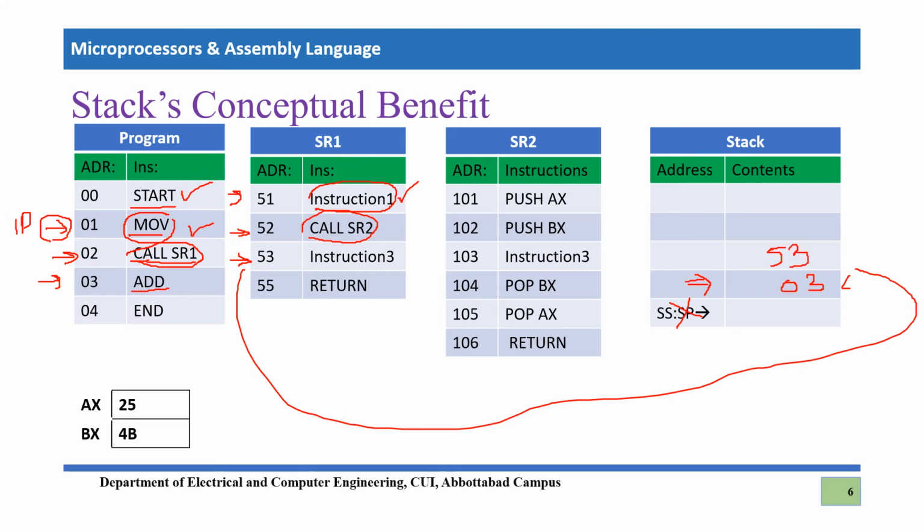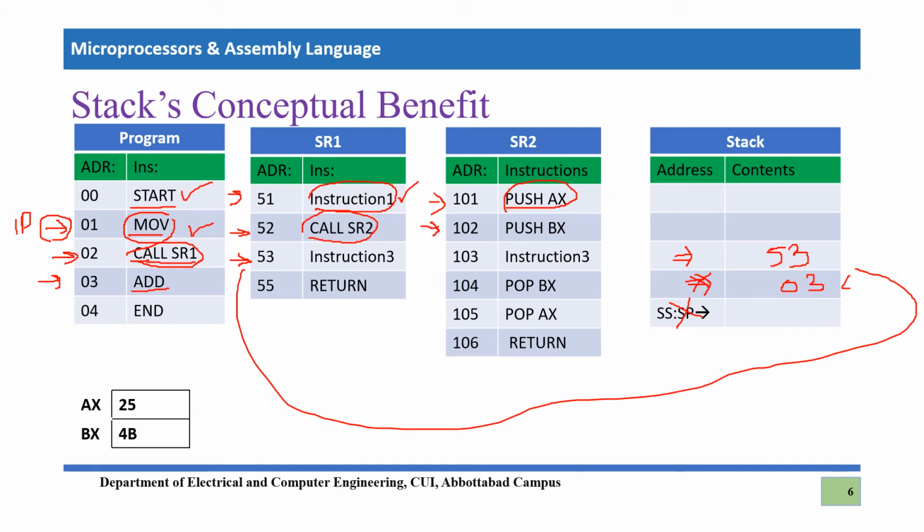So now the stack pointer will switch its value. This is no more here. What will happen now? This IP will switch to this 101. So let me go to this 101. So now this instruction is going to execute, which is push AX, and while this instruction is under execution, IP will switch to the next instruction, which is push BX, whose address is 102.